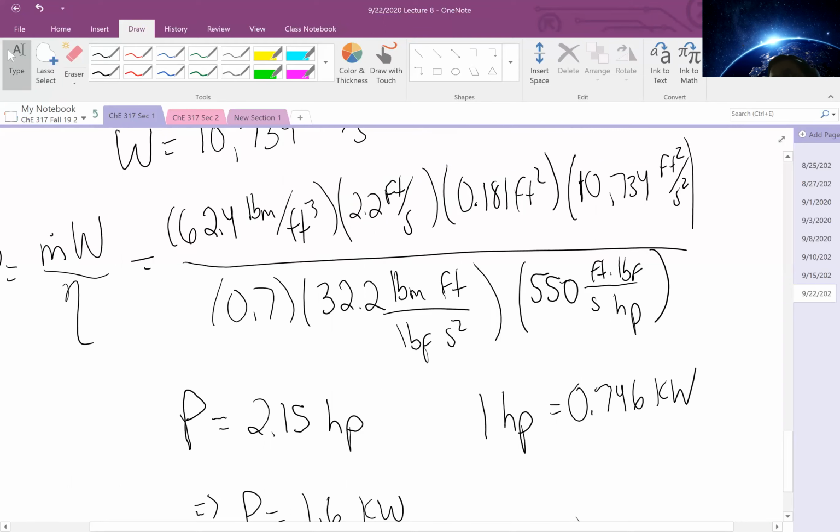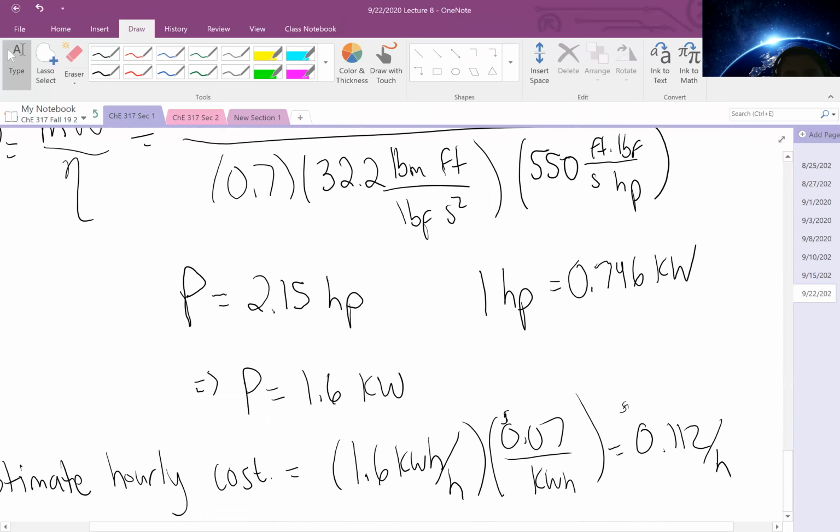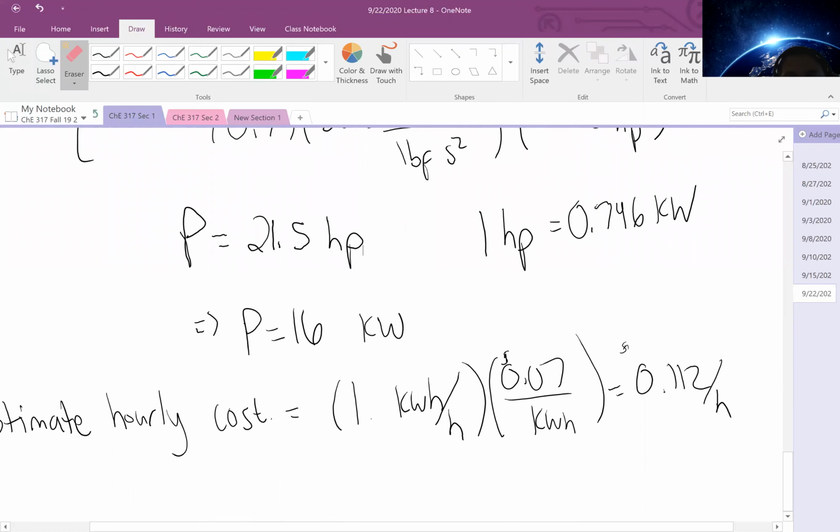Any questions on that? Let me double check that math just real quick. Make sure I didn't miss anything. Yeah, that's what I thought. This is off by a decimal. It should be 21.5, 16 kilowatt hours. I knew that seemed too low for the degree of pumping we're doing. It should be $1.12.